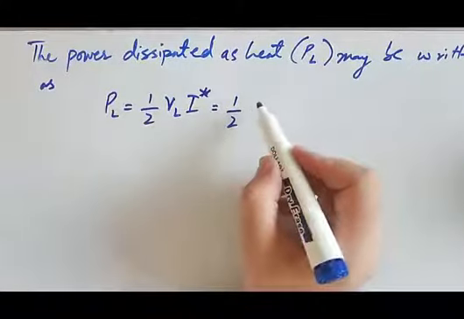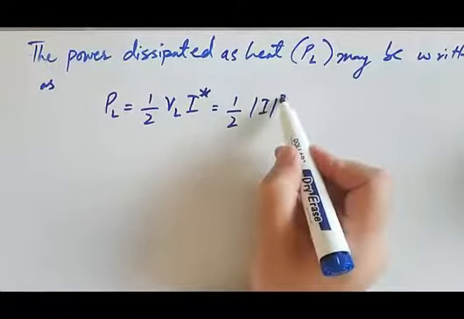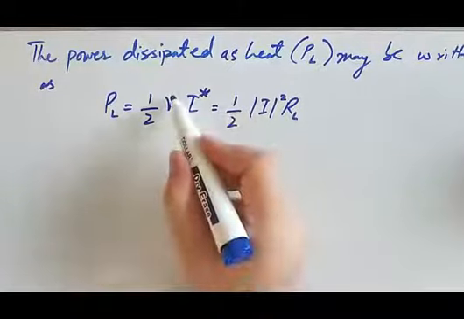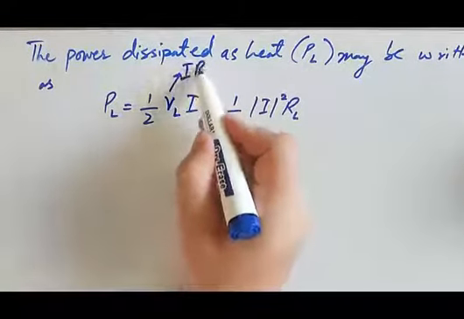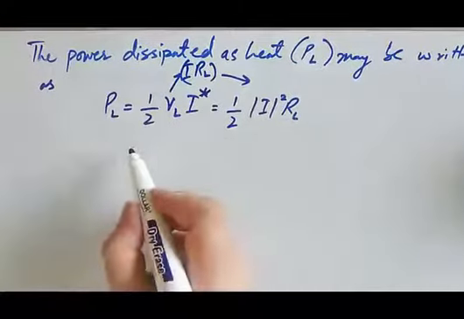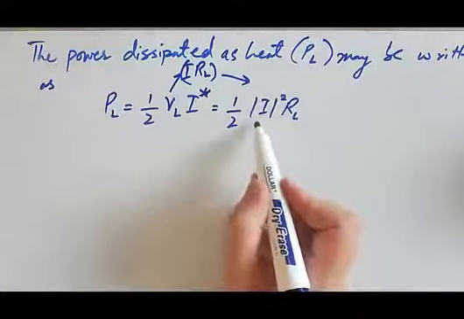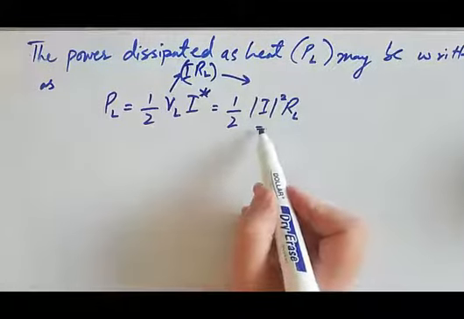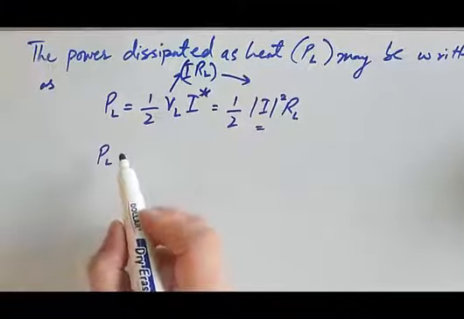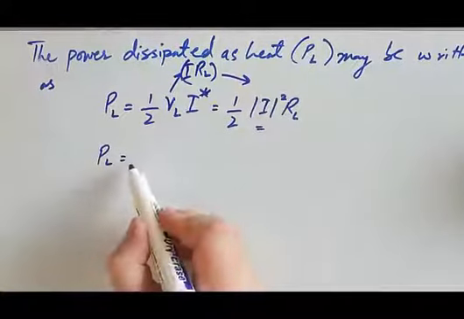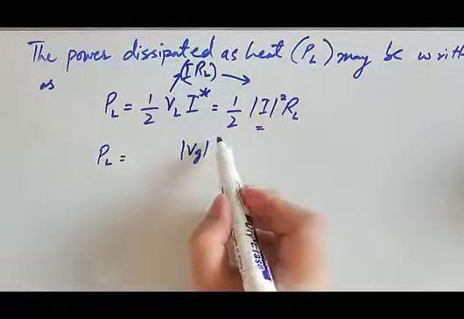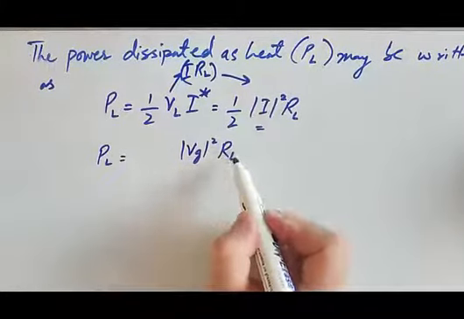Likewise, it can also be written as half I magnitude square RL, because VL can be written as I RL. So this gives us this equation. Now we already knew the value of I magnitude, so we can plug it in and find the equation for the power dissipated in the antenna. By plugging in, you can easily find it is Vg square into RL.